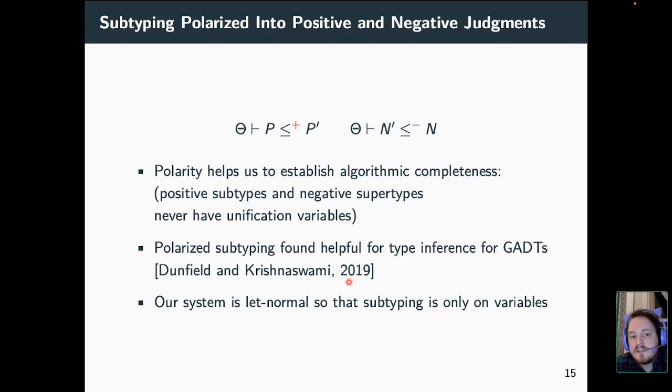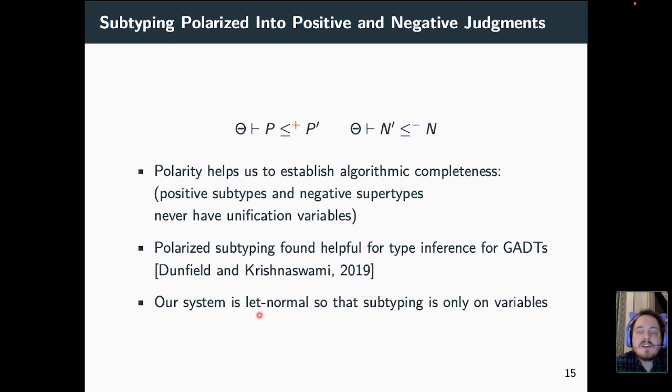One of the invariants that we exploit in order to solve for existential variables comes from the polarity of subtyping. In particular, we maintain the invariant that positive subtypes and negative supertypes never have unification variables, so these can be used to find solutions. Polarized subtyping has also been found helpful for type inference algorithms for generalized algebraic data types.